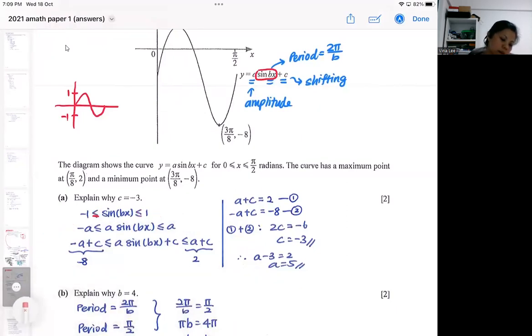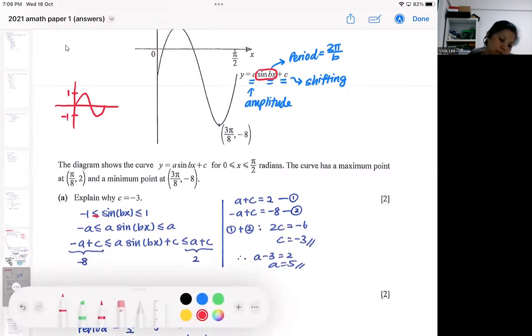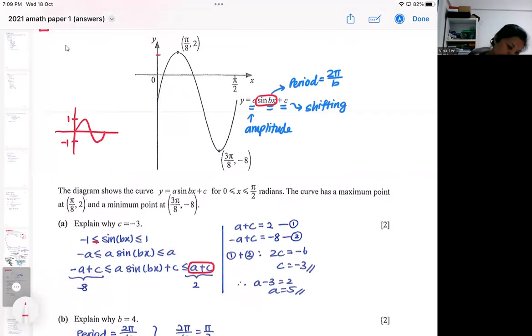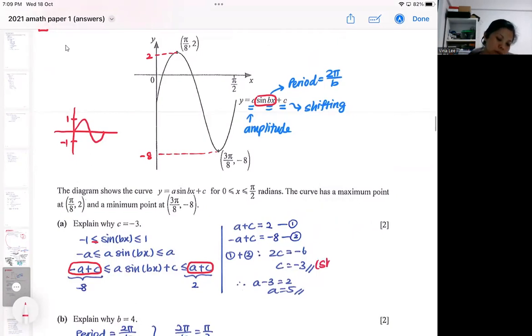So eventually, I will get the maximum value, which is 2, and the minimum value, which is -8. So in a way, it becomes a simultaneous equation for me to solve. While I solve the simultaneous, I will show what the question wants me to show. And in fact, I can also find the amplitude at the same time, which is what we'll need at the last part.